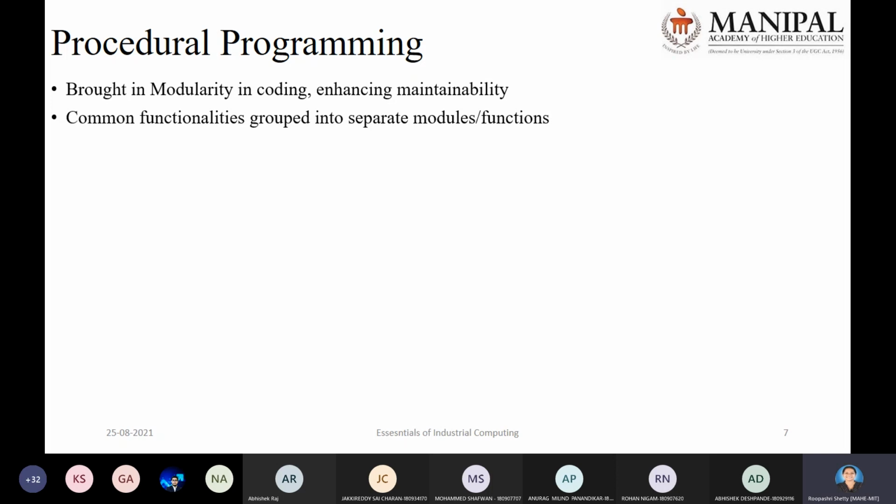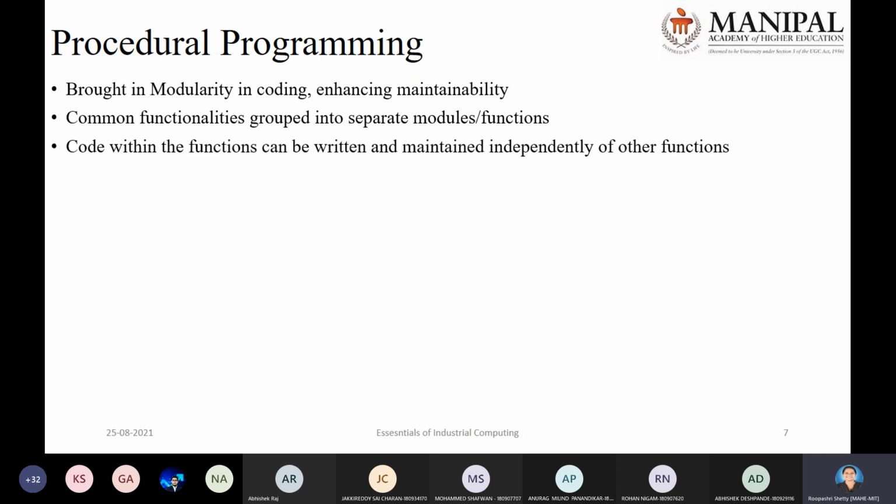Whenever there is some output change, you just check the variables used inside the function, because they are local to the function. You will know that there is something wrong with the variables used inside the function, so we just go and check that particular function. That is the advantage of procedural programming over unstructured programming. It brought in modularity in coding, enhancing maintainability, and common functionalities are grouped into separate modules or separate functions.